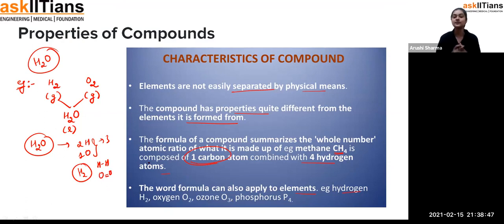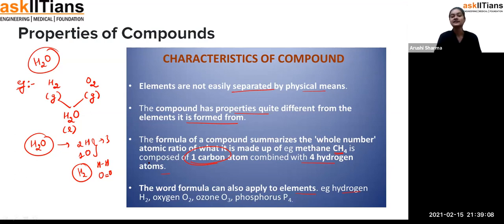So that's how, students, a compound is something in which elements combine together and have a chemical bond between them, with some fixed ratio which is not going to be changed physically, and that's how they show different properties. Okay, so those are the properties of compounds.